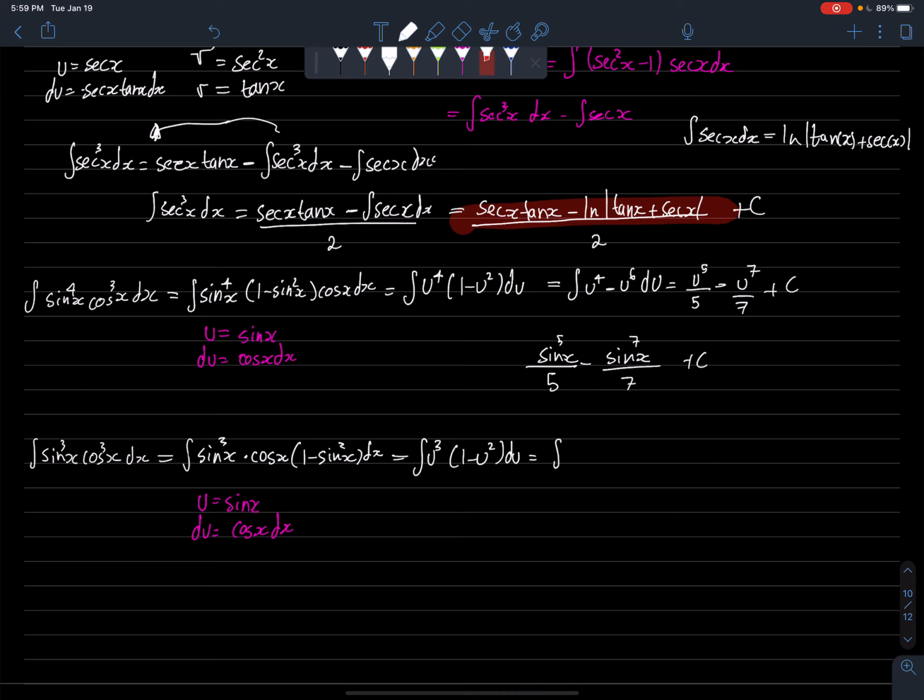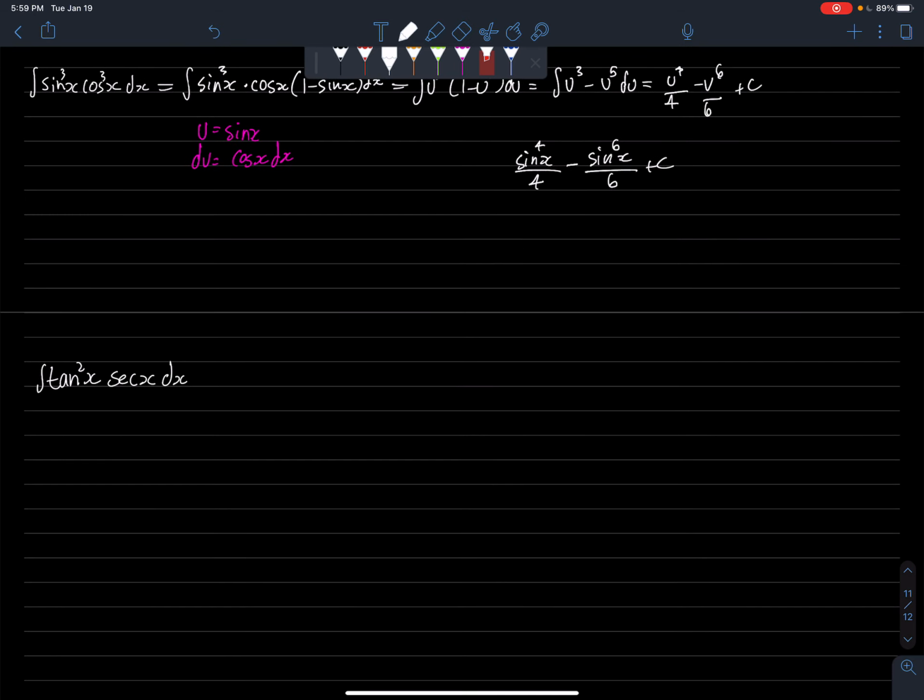du is going to be u to the 3 minus u to the 5 du, which is u to the 4 over 4 minus u to the 6 over 6 plus c. u is just sine, so sine to the 4x over 4 minus sine to the 6x over 6 plus c.